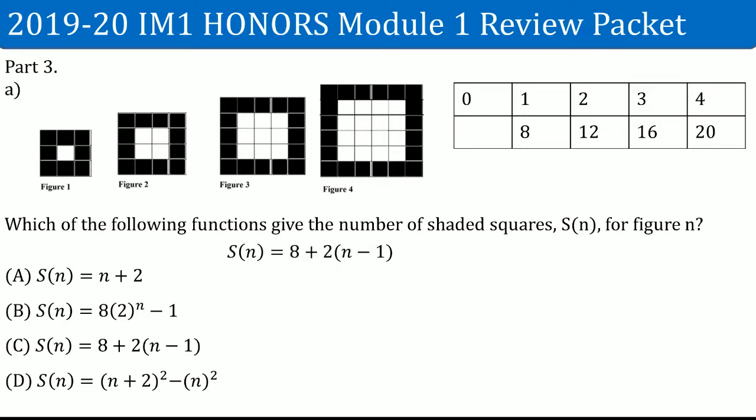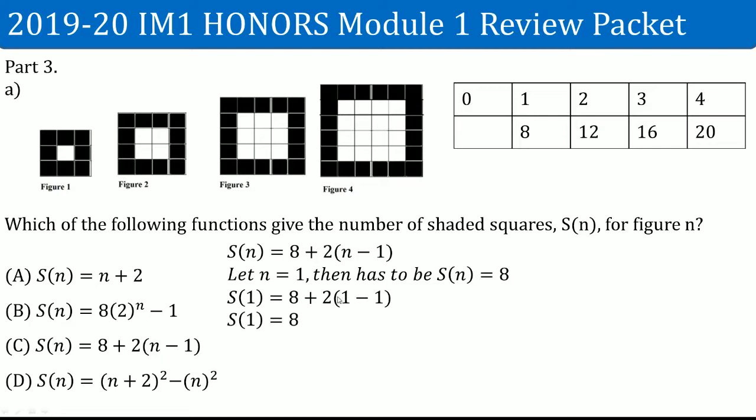Next, you want to test out the third one. So again, let n equal 1, then S of n has to be equal to 8 based on the chart. So plug in 1 for n. This becomes 0, so S of n is equaling 8. Wow, look, it works. Okay. Once you test out one, always test out the second one. So we know C does work, but let's check it one more time.